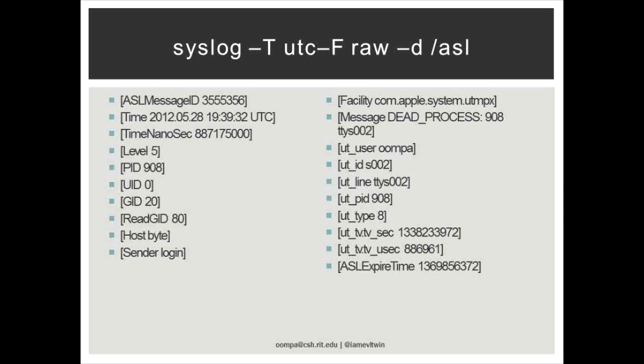So the command up here, the syslog -T UTC, there should be a space between the -f raw and -d ASL. Using this command would get you my favorite output. I hate to force that upon people, but this is my favorite output. I like the output of the square brackets. It makes it easier to visually see what I'm looking at, and it's also very easy to import into a spreadsheet or grep through, or whatever output format or program you want to use for analysis.